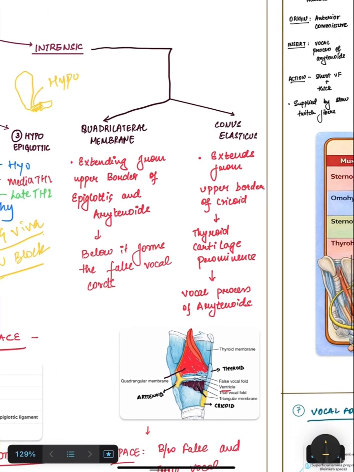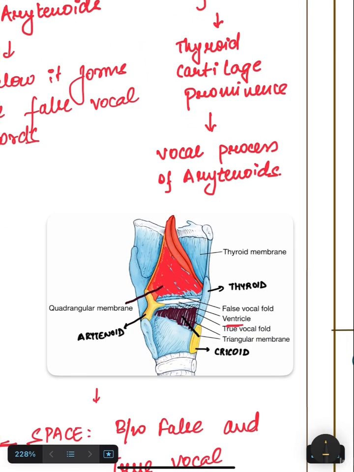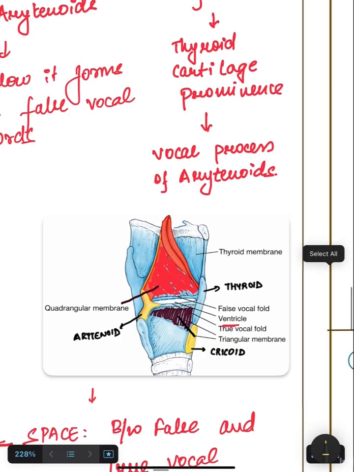Now we'll talk about the intrinsic ligaments. The intrinsic ligaments are two in number. One is the quadrangular membrane and the next one is the conus elasticus. I want you to focus on this section over here. It is like a lateral section. This is the hyoid bone.